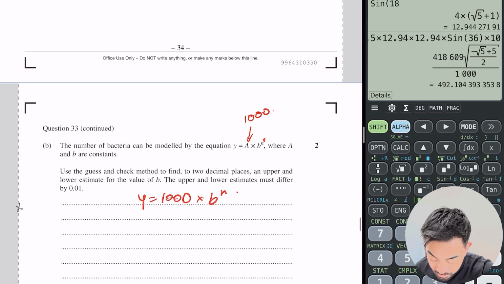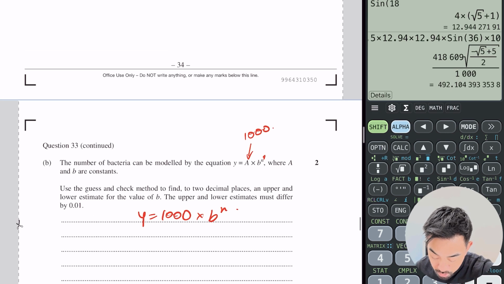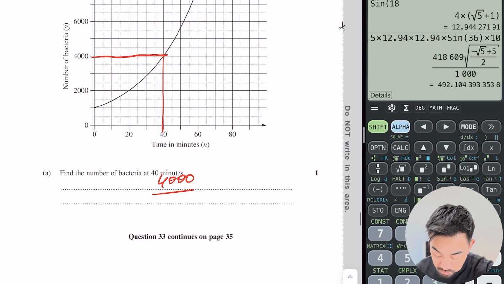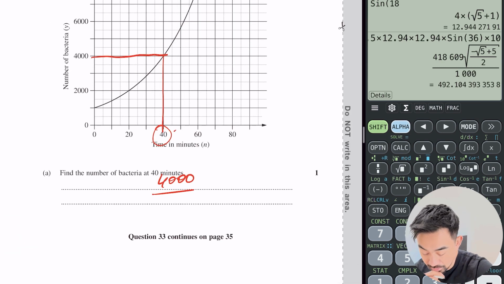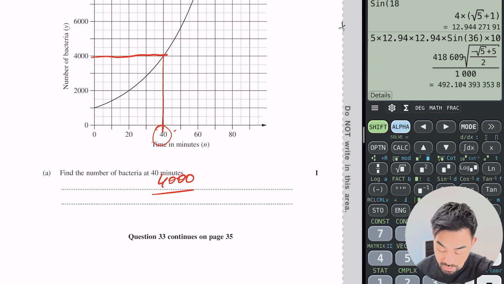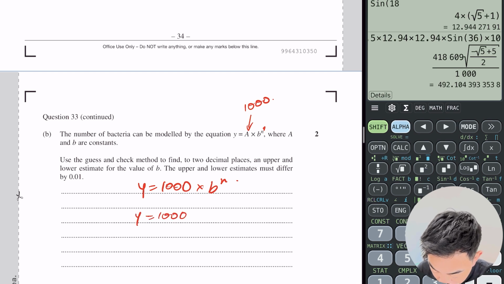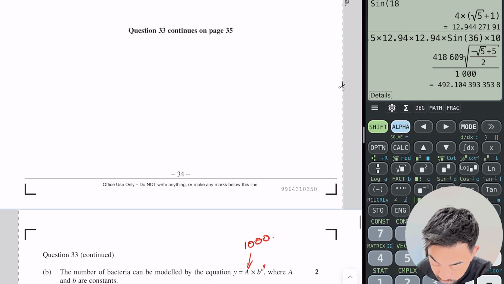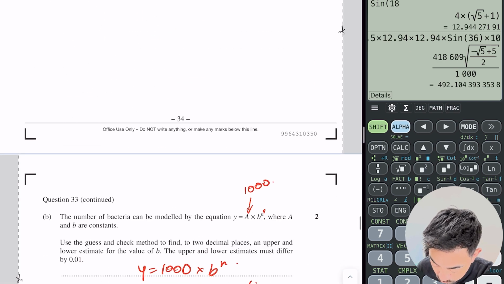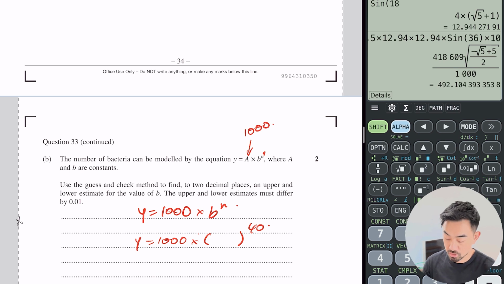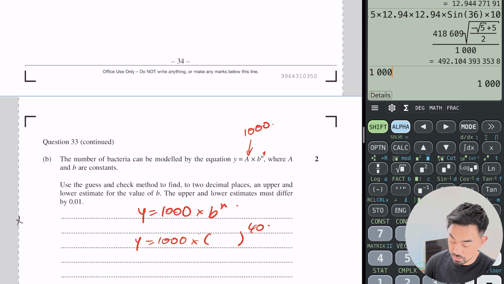And we want to know the upper and lower limits of b. Let's take this for example. At n is equal to 40, the number of bacteria is 4,000. So that's the number we're looking for. So y is equal to 1,000, and we're going to guess and check values of b. We're basically looking for the number closest to 4,000 when n is equal to 40.